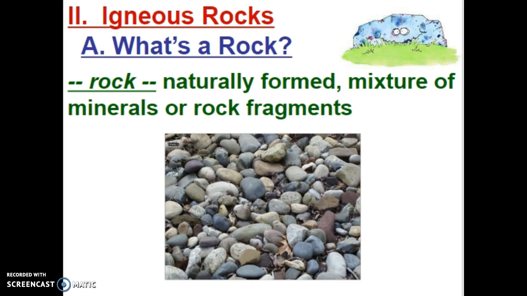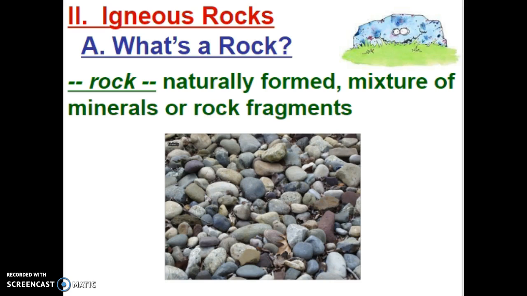Now that we've learned about the materials that the Earth is made out of, with minerals, we can take a look at rocks as well. So what is a rock? Well, because minerals have to be naturally occurring, rocks also need to be naturally formed. Rocks can either be a mixture of minerals or they can be rock fragments that have been compacted and cemented together.